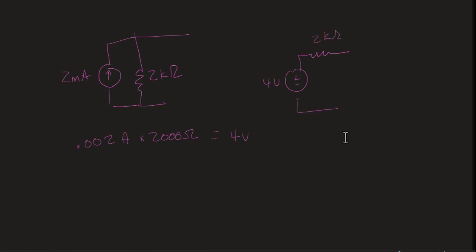So just to sum up, source transformation: let's say I had 2 milliamps and 2 kiloohms, so that's 0.002 amps times 2000 ohms gives me 4 volts. So 4 volts and a 2 kiloohm resistor. So that's how I would change that.